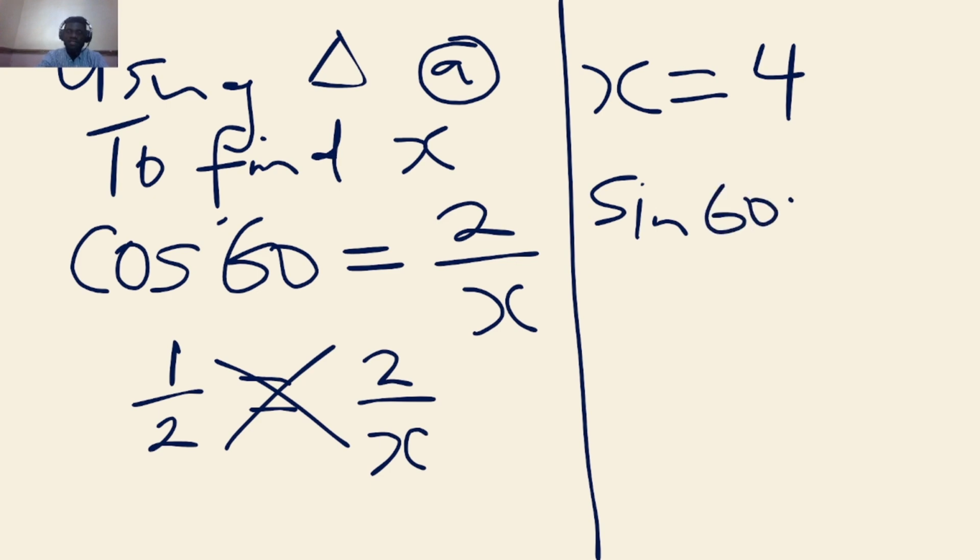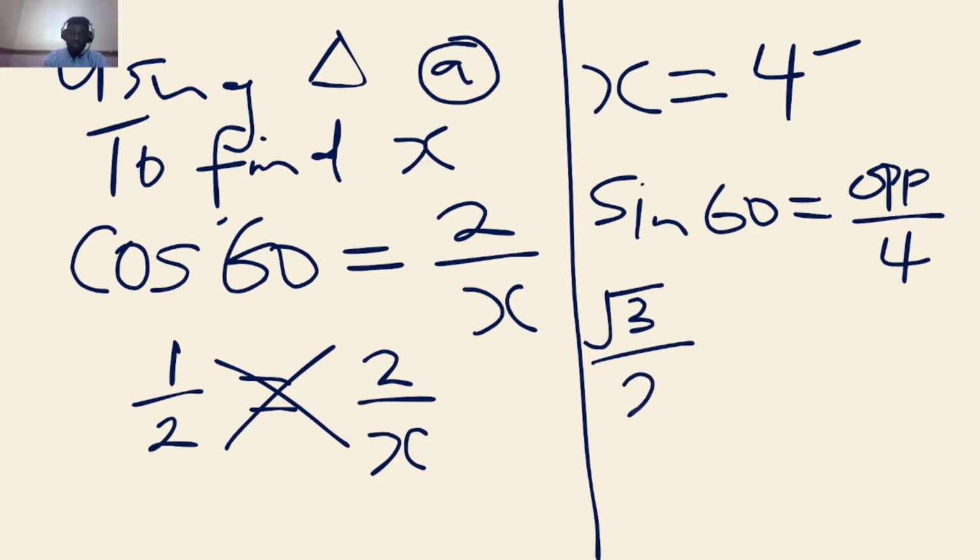So sine 60 is equal to opposite over hypotenuse. We don't know the opposite, so let me just call it this. And the hypotenuse is this one that we just found now. We are still considering triangle A. Checking back again, you discover that the value for sine 60 from that table I gave you is root 3 over 2. So root 3 over 2 equals opposite all over 4.